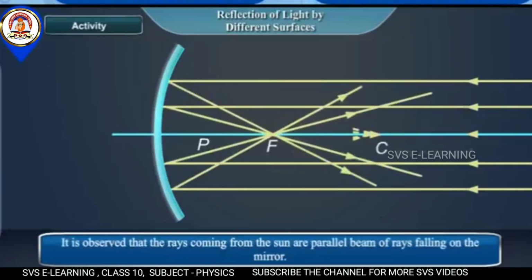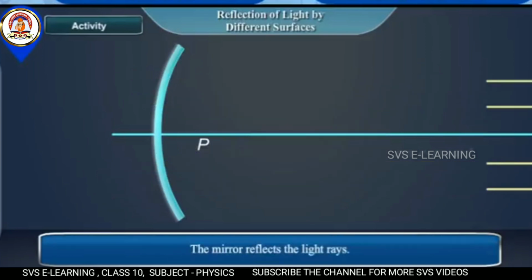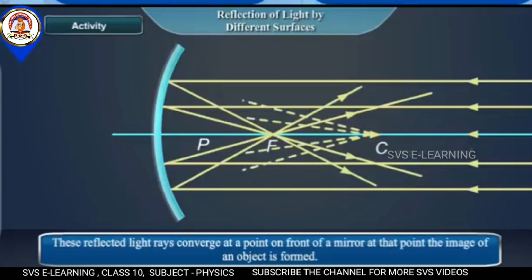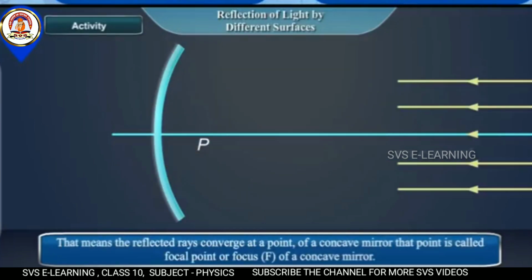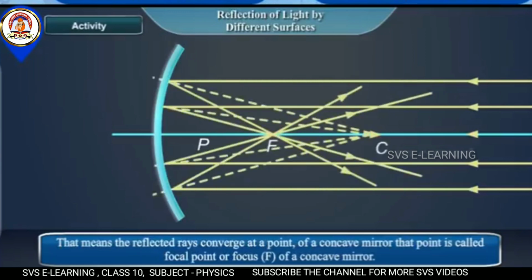It is observed that the rays coming from the sun are a parallel beam of rays falling on the mirror. The mirror reflects the light rays. These reflected light rays converge at a point in front of the mirror. At that point, the image of the object is formed. That means the reflected rays converge at a point of the concave mirror. That point is called the focal point or focus of a concave mirror.